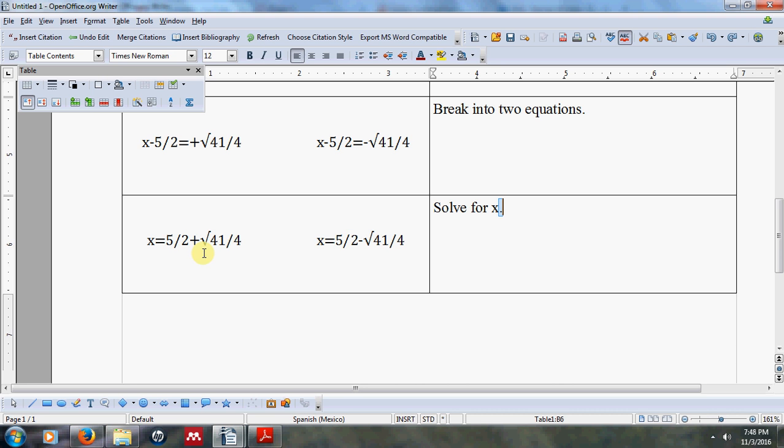Okay, so I think for most of the problems that you'll get, they won't look this complicated. And oftentimes you can take this and simplify it. But in this case, we'll just leave it as is, and those are our two answers.